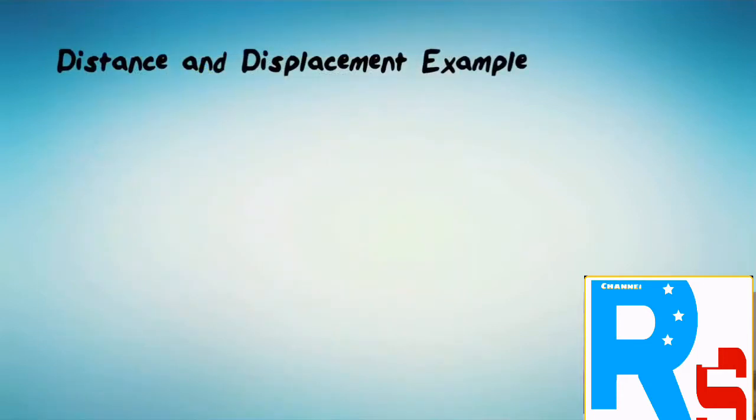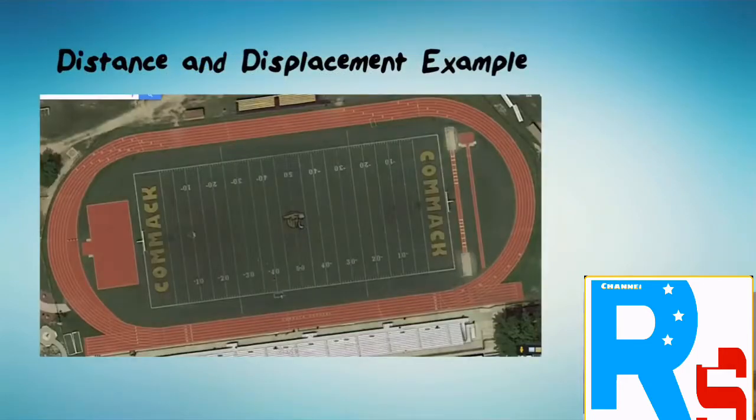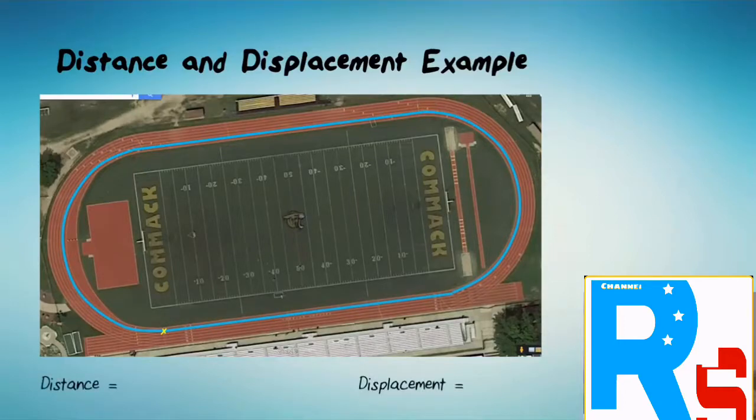Here's another example. This is the track at the high school. And let's say one day during PE, you have to run a lap. And you start at this yellow X, and you follow the blue path around the track, and you end up back at the yellow X. Again, we want to know the distance and displacement. So I hope you know this. You've run around the track before. The distance around the track is a quarter mile, or in metric units, it's 400 meters. So your distance is 400 meters. That's how far your legs actually carried you.